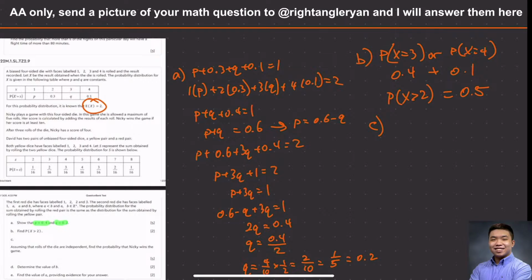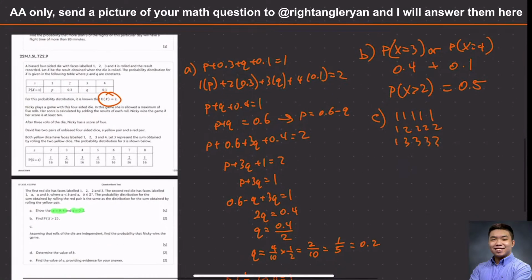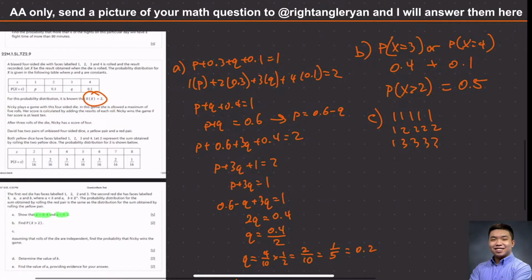So what we can do is just list it out. Let's say we have 1, 1, 1, 1, 1. That's not okay. What if we have 1, 2, 2, 2, 2? Is that okay or not okay? That's not okay. What if we have 1, 3, 3, 3, 3? That is okay. So is there a systematic way we can do this?